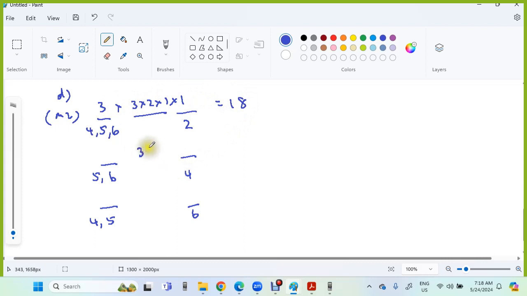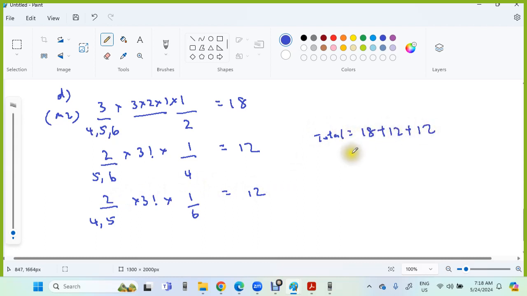So the 3 times 2 times 1 is actually 3 factorial. This is 1, this is 2, then we have 12 here. Then this is 3 factorial, then 1, 2, also 12. So the total will be 18 plus 12 plus 12, then it is 42.